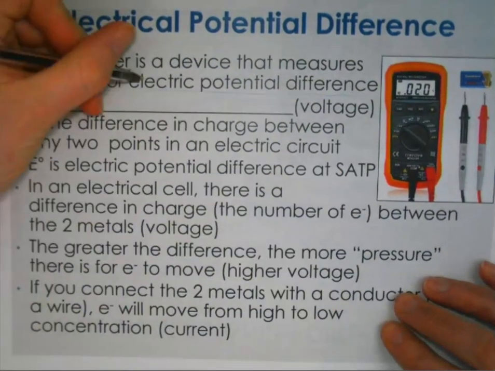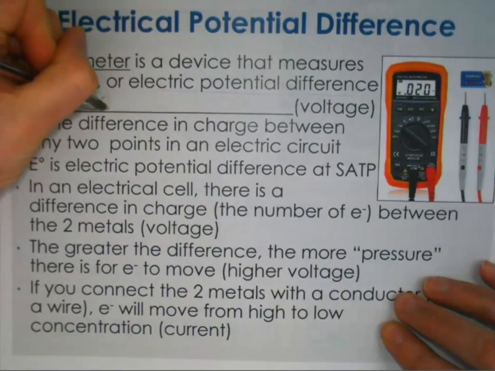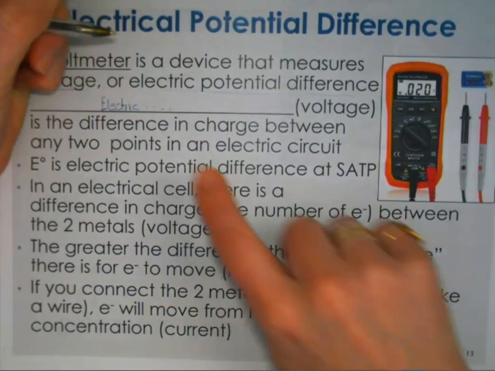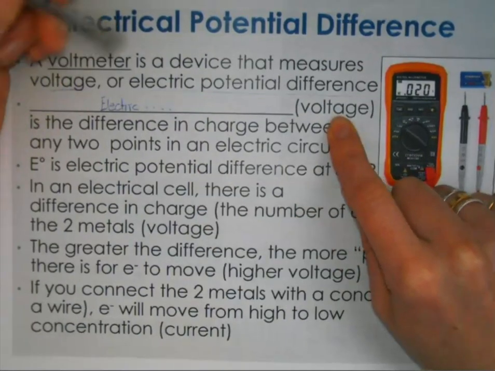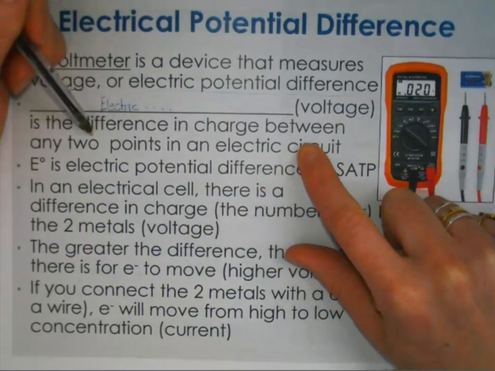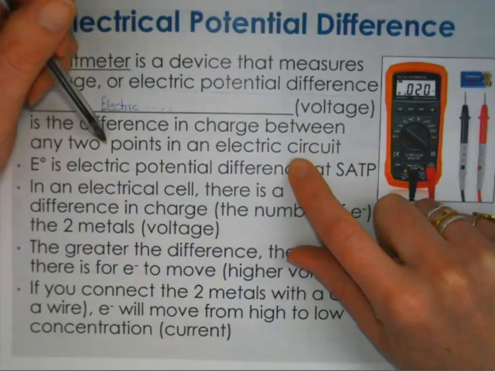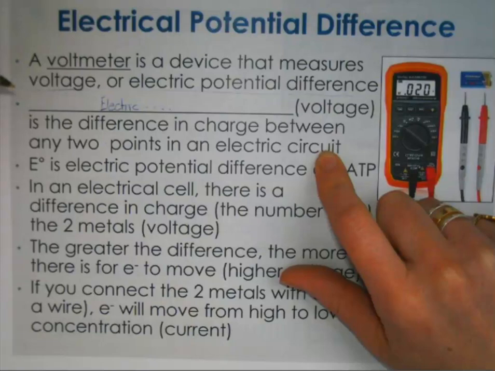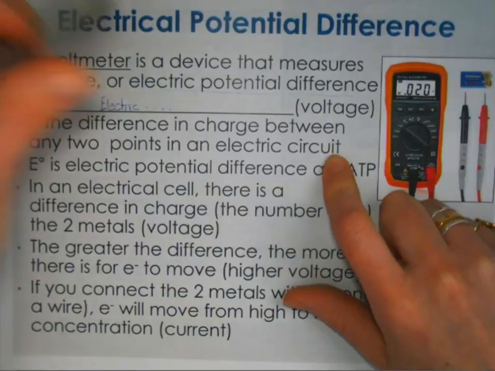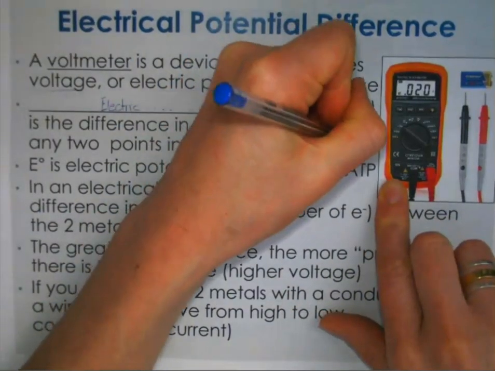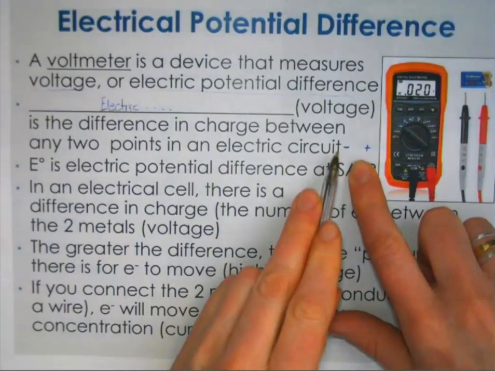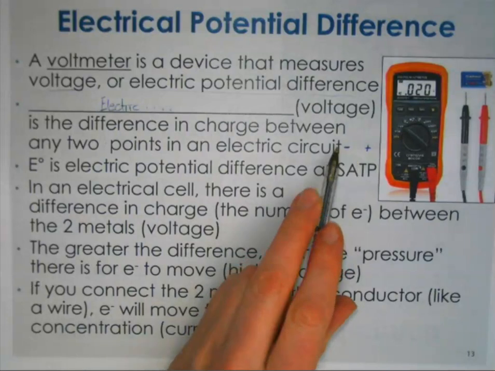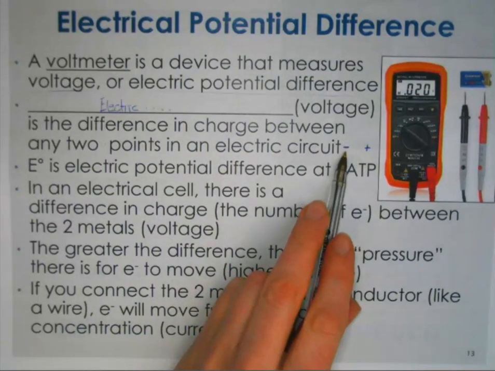So electric potential difference, maybe I won't write it out here, but you can fill it in. Potential difference, which is voltage, is the difference in charge between any two points on an electric circuit, right? So that's why when we have a good electric circuit that has a good current flowing, we have a negative and a positive terminal, right? There's a difference in the charges. And so that is what's going to allow the current to flow.